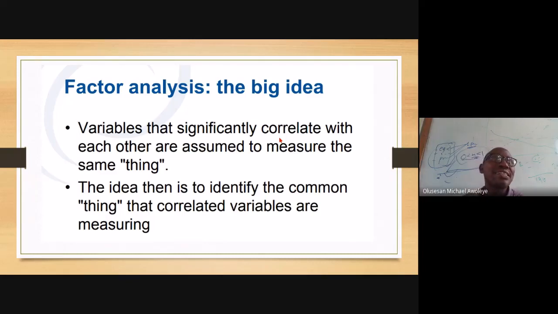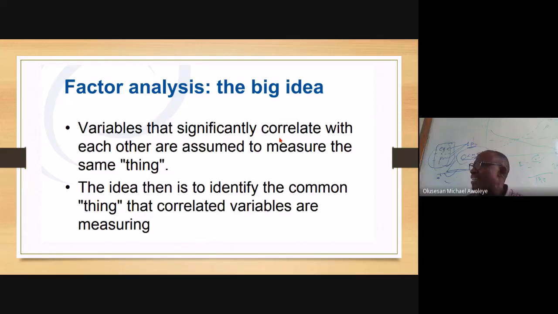Hey, collinearity. You have heard that word more than 20 times in this class. It says that variables that significantly correlate with each other are assumed to measure the same thing. Then the idea is to identify the common thing that correlated variables are measuring. In factor analysis, your variables must correlate. There must be a relationship. It's a different thing now.